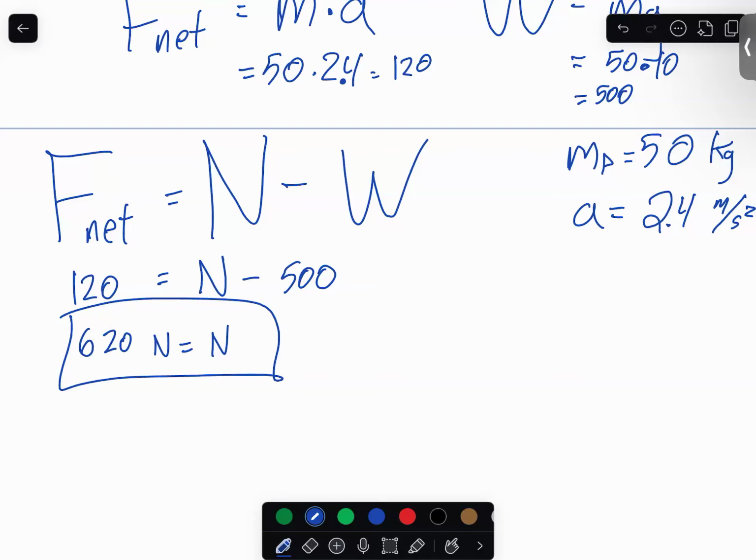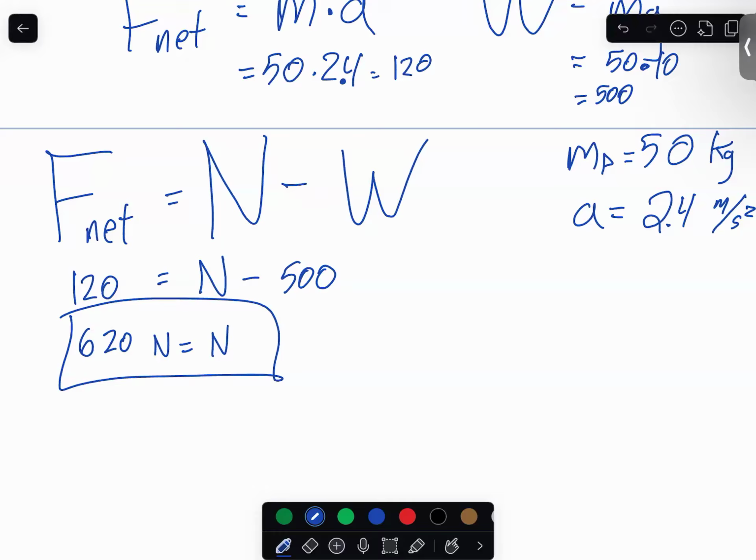Okay, so are you okay with total force being the upward force minus the downward force? Okay. And the total force is positive or negative? Use F equals ma. Use F equals ma. Is that positive or negative? Negative. What's A? What's M? What's 2.4 times 50? Is that a positive or a negative number?